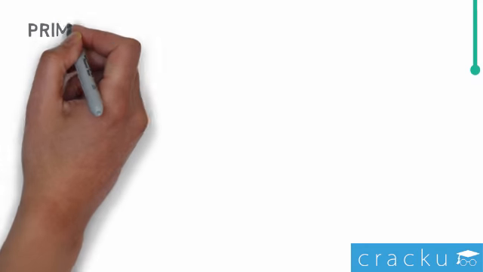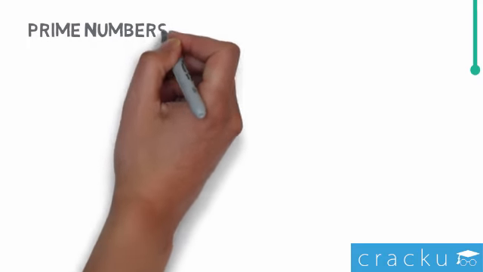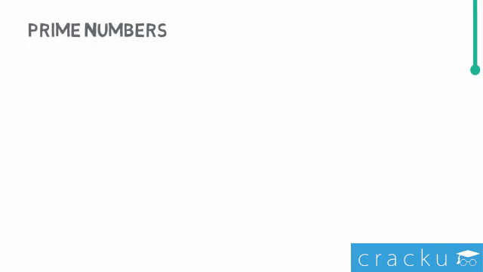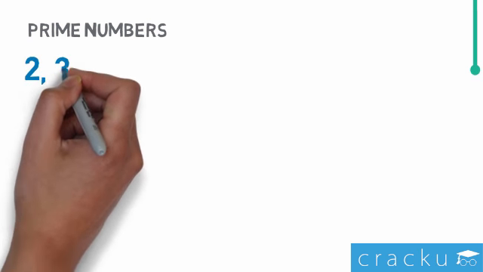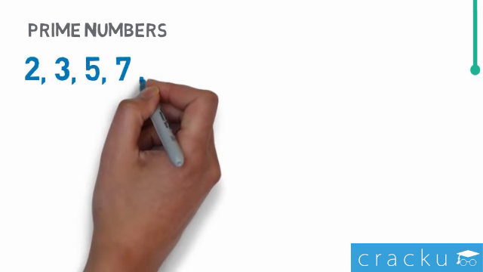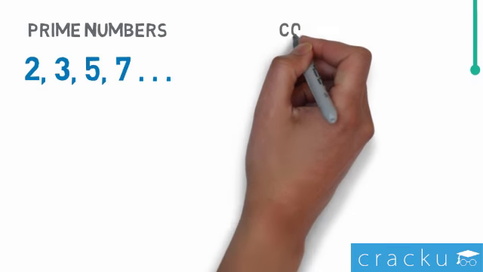The first concept is of prime numbers. I'm sure most of you already know prime numbers. A quick recap for those who don't. Prime numbers are natural numbers with only two positive divisors, 1 and the number itself. For example, 2, 3, 5, 7 are prime numbers.